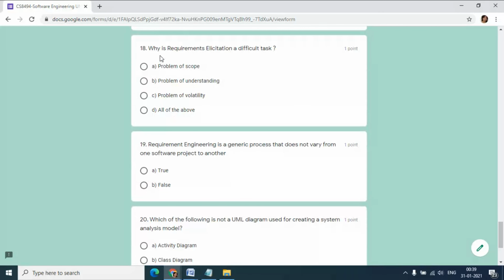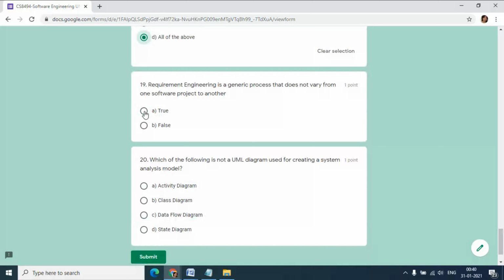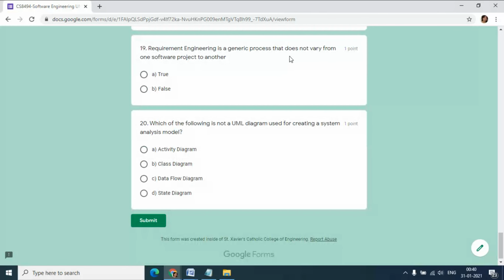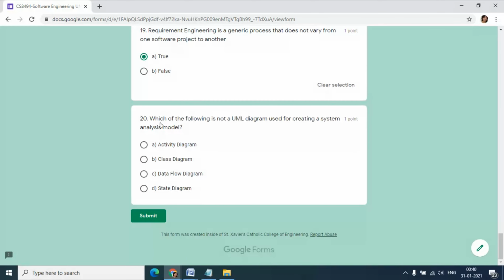Next question is: why is requirements elicitation a difficult task? Users specify unnecessary technical details that may confuse. They have a poor understanding of the capabilities, and they do not understand that the requirements change over time. So the correct answer is option D, all the above. Next question is: requirement engineering is a generic process that does not vary from one software project to another. Yes, it's true. Now we can see the last question.